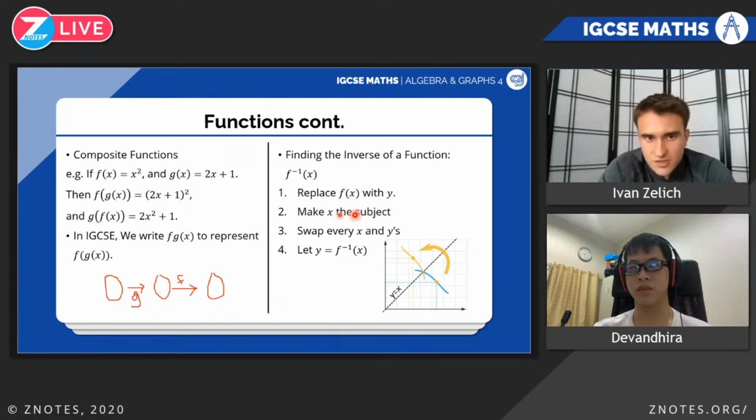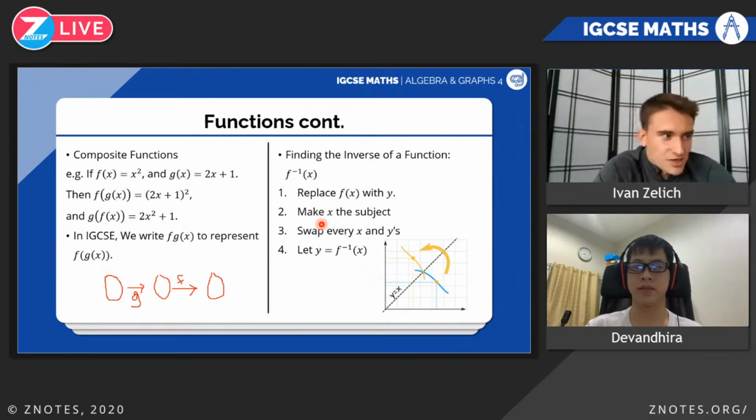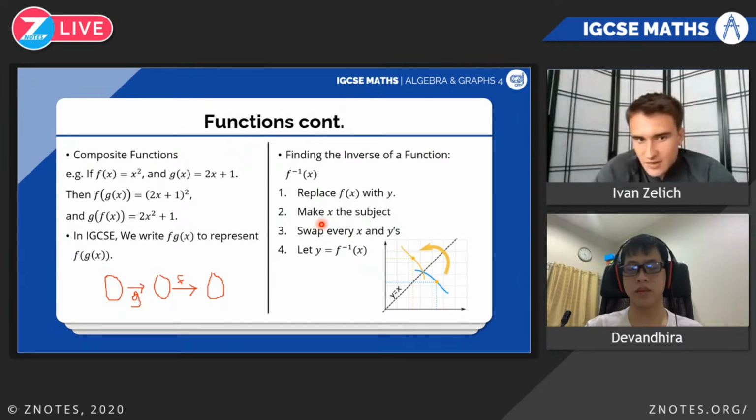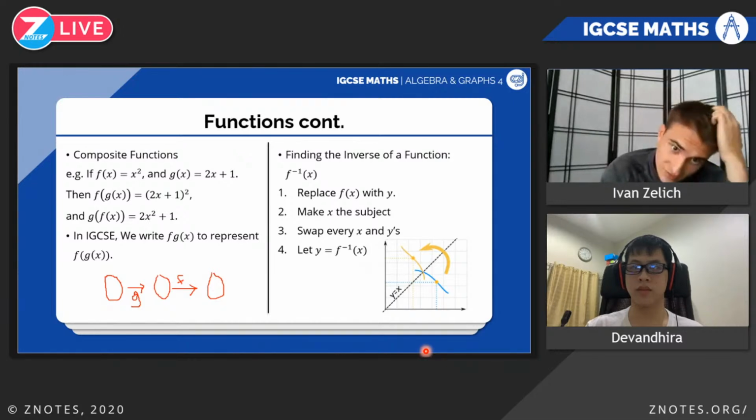The general method of finding it, which we will see in an example, is you replace f of x with y, and then you make x the subject, and then you get the new value. It's what we've done all the time, which is rearranging equations and isolating variables on one side. This is the main idea. There's an interesting way of doing it geometrically: if you have this graph right here, you can just flip across the y equals x line and you get the inverse function.